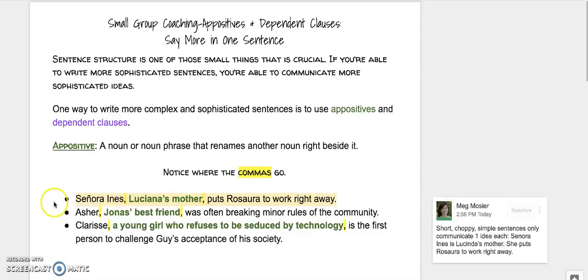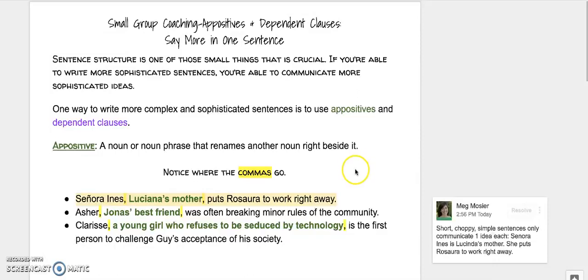An appositive is a noun or a phrase that renames another noun right beside it. Now, that might sound redundant, but in fact, what you're doing is you're squeezing in a little extra information about the noun, oftentimes a person or a place, so you can create a more complex sentence that communicates multiple ideas, but it's still punctuated correctly.